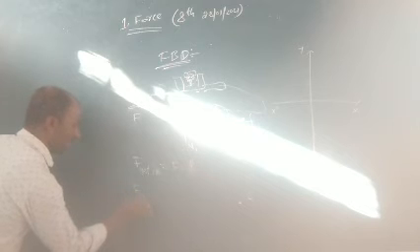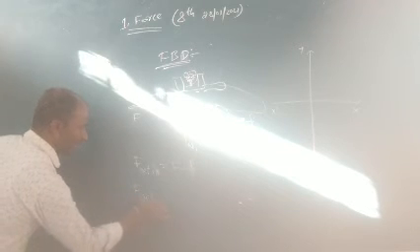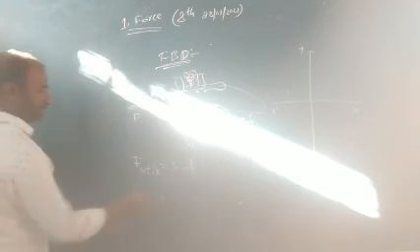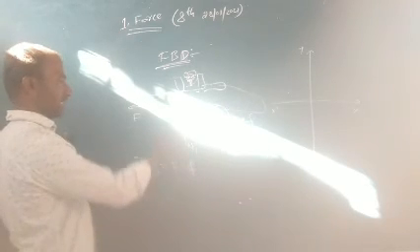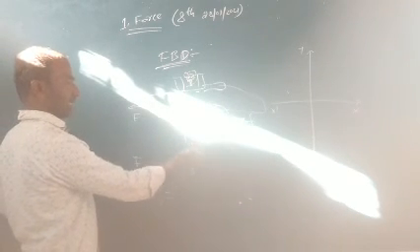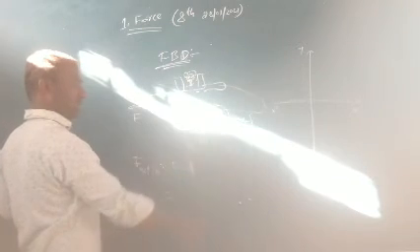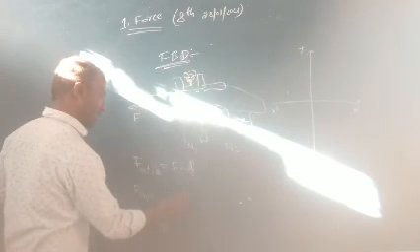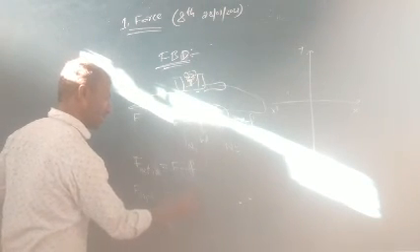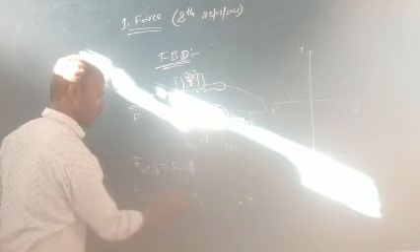Net force along the y-axis: F net comma y. Here you can take F net along the y-axis. Both forces will be there, that is N1 plus N2.